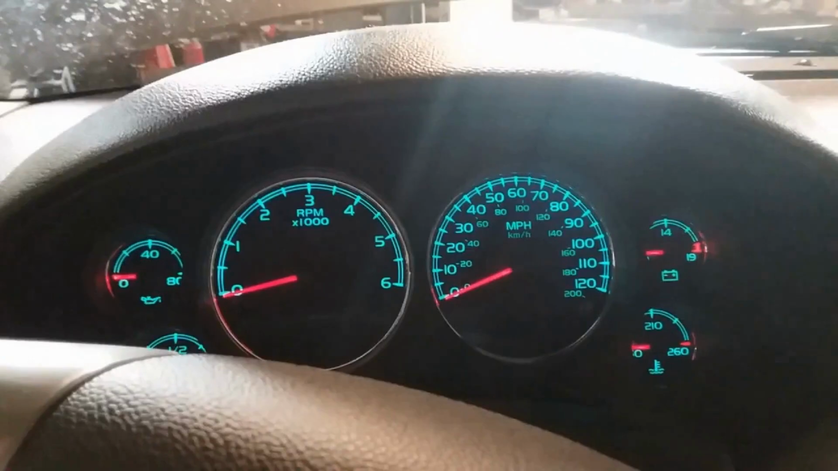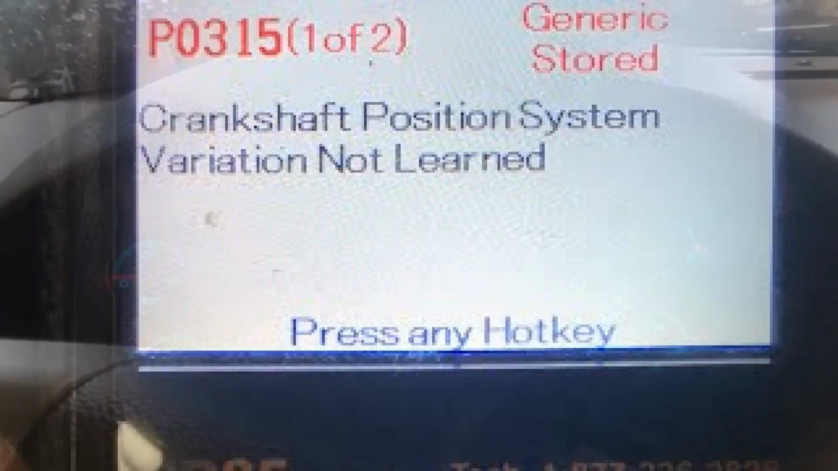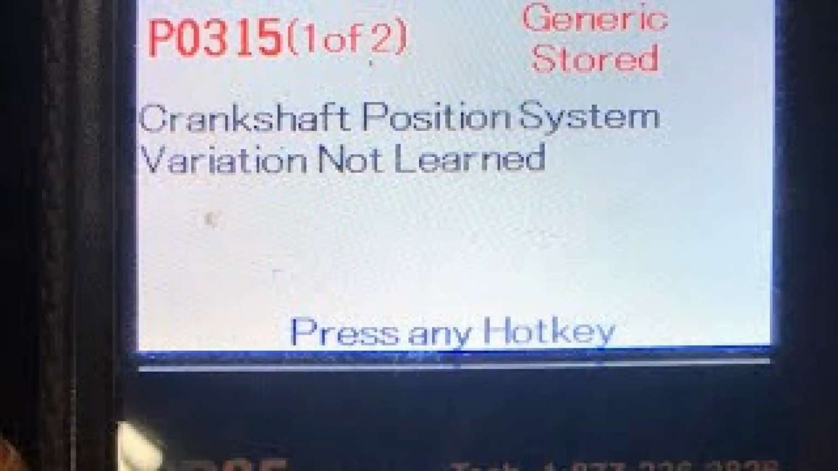Code P0315 is generally linked to an electrical or computer fault. In some cases, it may also be triggered by mechanical problems, depending on the vehicle. Note, a code P0315 may be defined differently by different vehicle manufacturers. Consult the appropriate repair manual or repair database for the exact code definition.